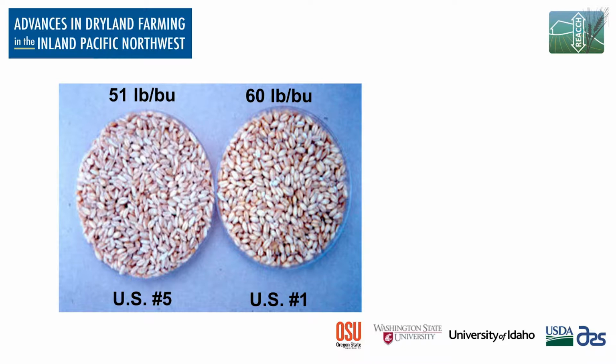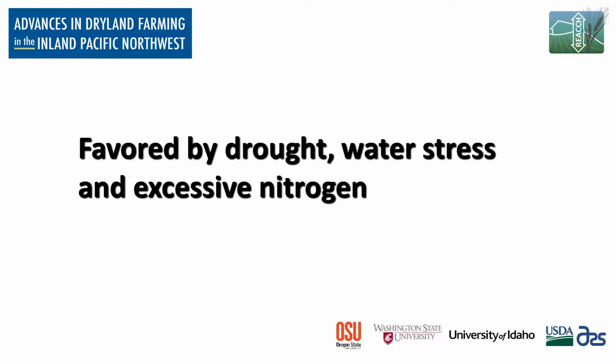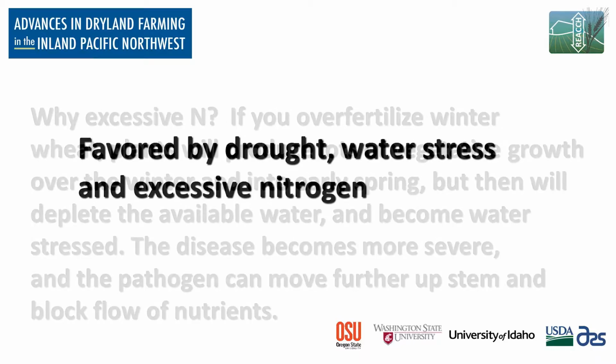So here we see the healthy one on the left where we have US number 1s, 60 pounds per bushel. You can see the one on the right there from a Fusarium infected field with only 51 pounds per bushel, so a much smaller seed size. And again, that's because the pathogen is reducing that flow of water and nutrients up to the head. Main thing to remember about this is it's favored by drought or water stress. So you can have an infection which really doesn't cause much damage until the plant goes into water stress. It's also increased by excessive nitrogen fertilization.